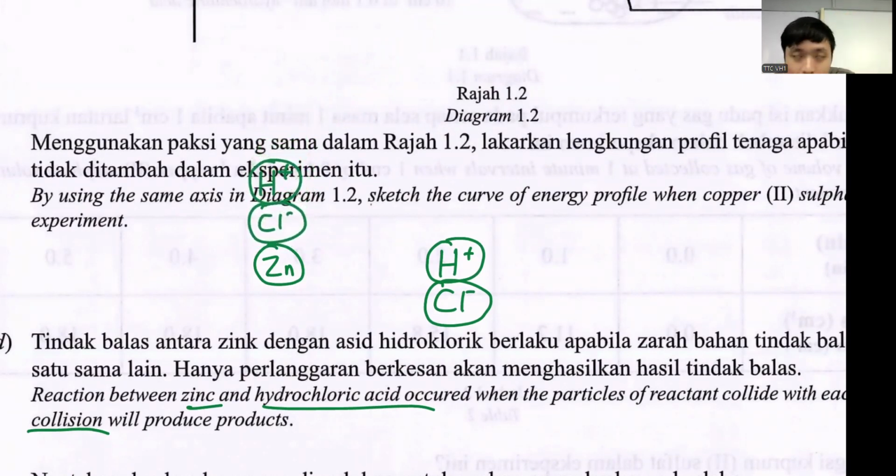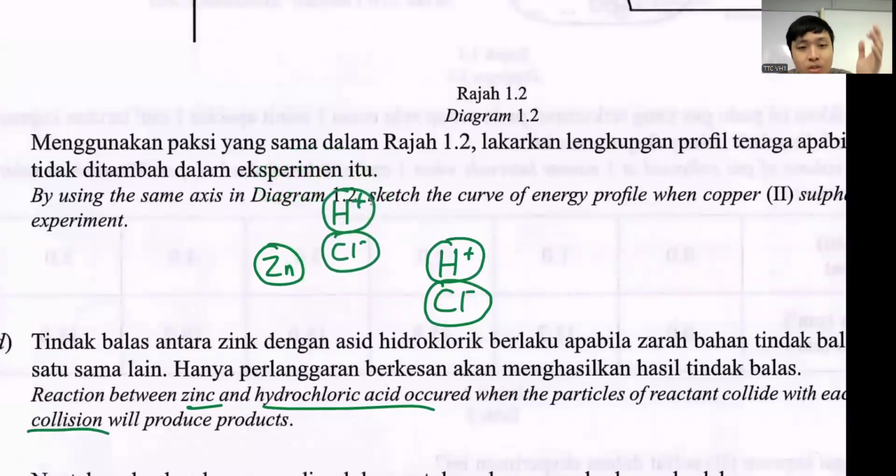It's a collision, but it's not an effective one because you don't get the product that you want, which is hydrogen gas. You don't achieve your goal. So this is called effective. Effective means having high efficiency, to really achieve what they want. That's why you have collision and effective collision.